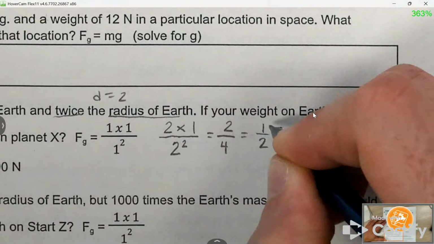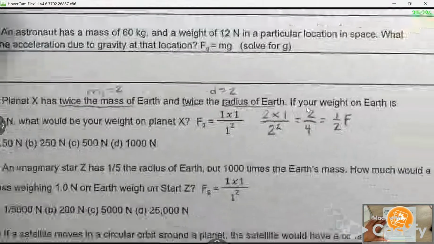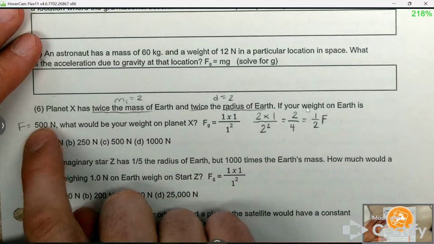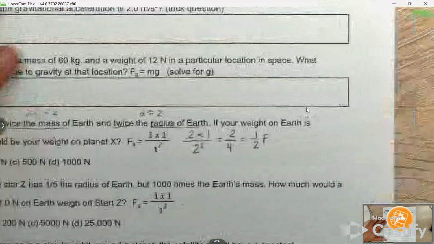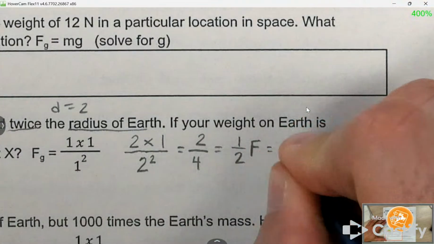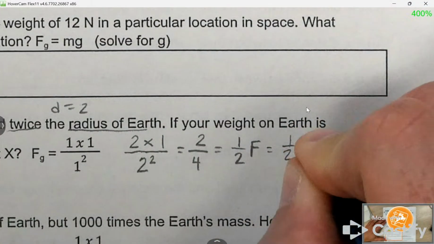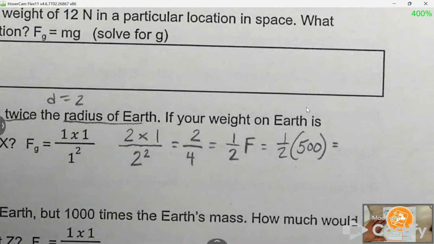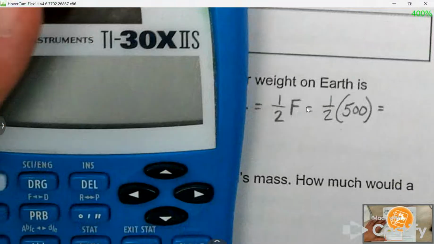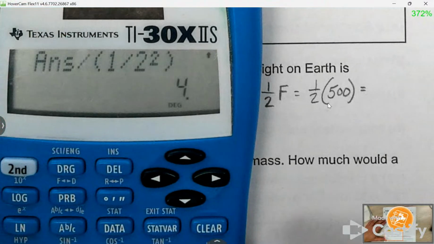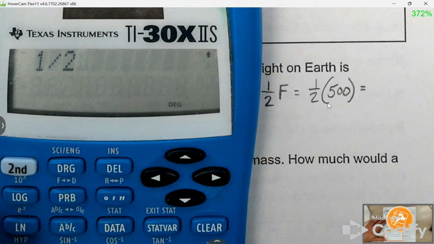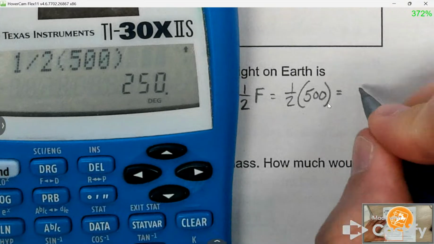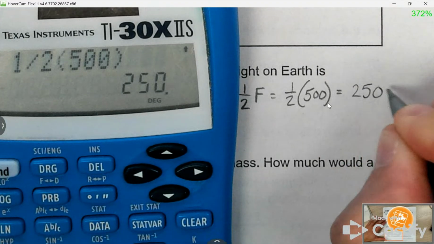1/2 of the force. Now, we said right here that F is going to be 500, so now we're going to substitute 500 for where F is. And you can do it in your calculators if you need to, but if you don't need to, that's fine too. 1/2 times 500, close it, hit enter, and yes, it will give us our 250 newtons.